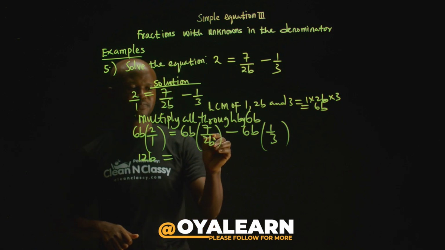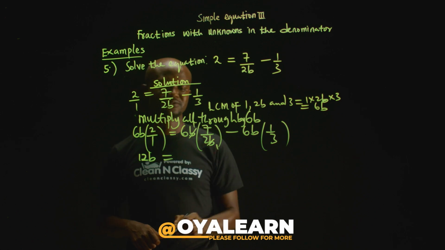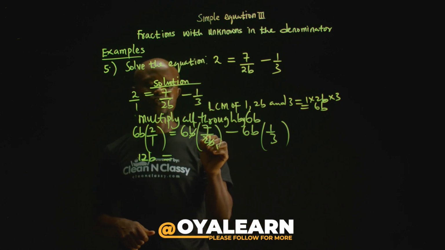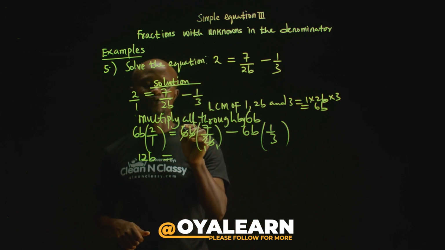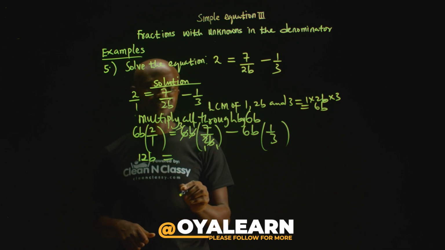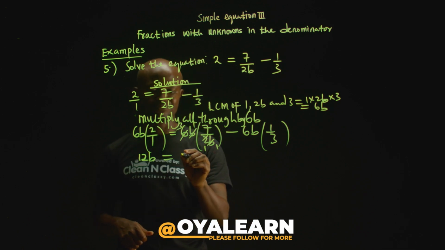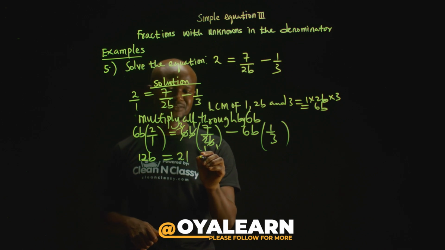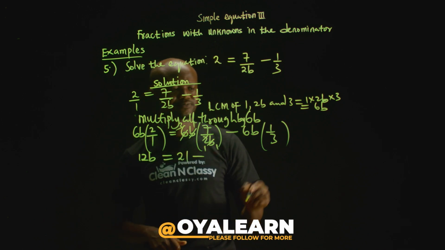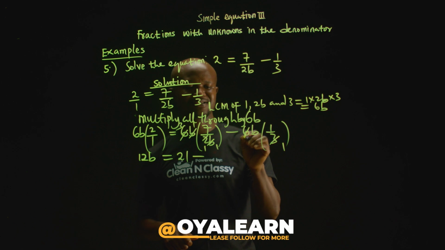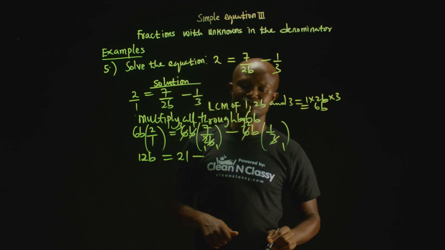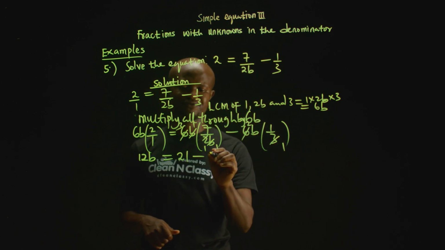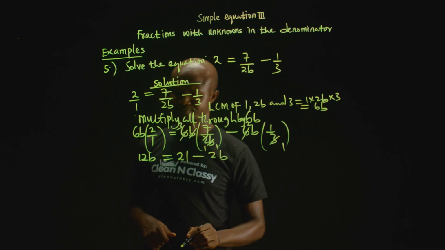Equals, b here 1, b here 1. So 2 here 1, 2 in 6 we have 3. So 3 times 7, that is 21. Minus 3 here 1, 3 in 6 we have 2. So 2b times 1, we have 2b.